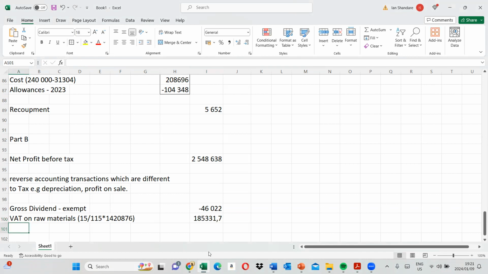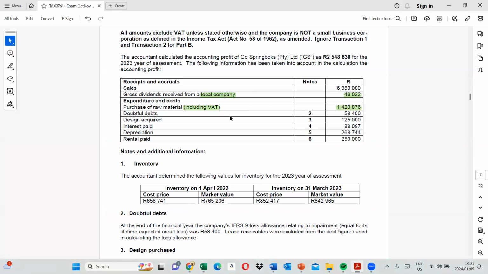Or alternatively, what you could have done, somebody could have said, purchase of raw material, this amount includes VAT, so I'm going to add it back. Then you do the calculation of the correct amount that excludes VAT. So it's still fine. And then two, we have doubtful debts. Then they referred us there.